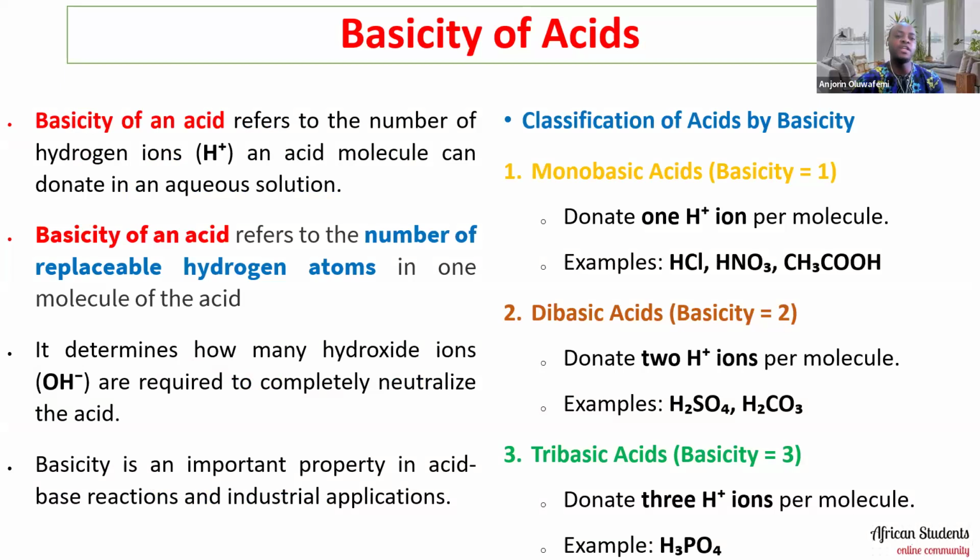All right, let's move along to basicity of an acid now. Basicity of an acid refers to the number of hydrogen ions an acid molecule can donate in an aqueous solution. The number of hydrogen ions an acid molecule can donate in an aqueous solution.